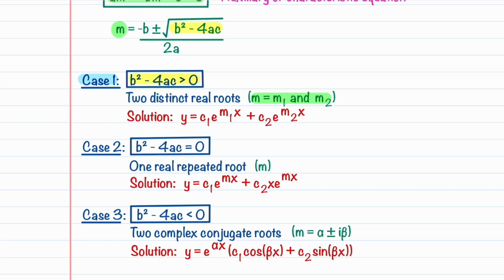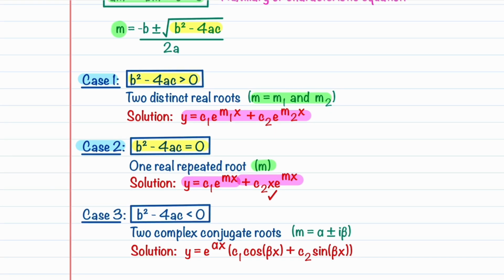The solution to the differential equation is then y is equal to c1 e to the m1x plus c2 e to the m2x. The second type of roots that we can have is when the discriminant b squared minus 4ac is equal to 0. When this happens, we are going to get one repeated root, and the solution to the differential equation is going to be y is equal to c1 e to the mx plus c2 times x e to the mx. So the exponential looks the same. The second part just has an x included with it.